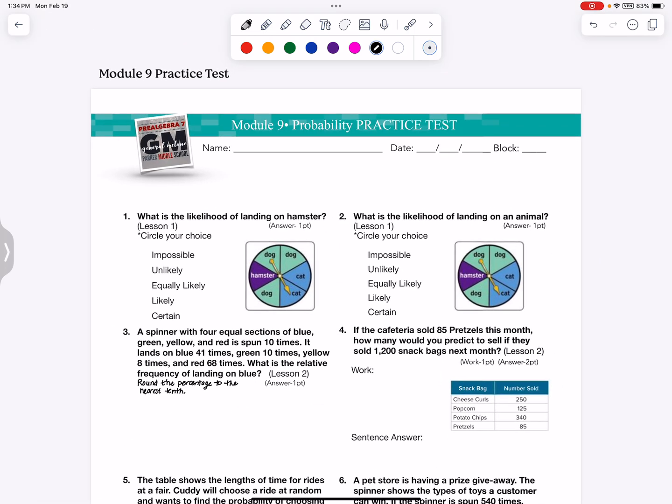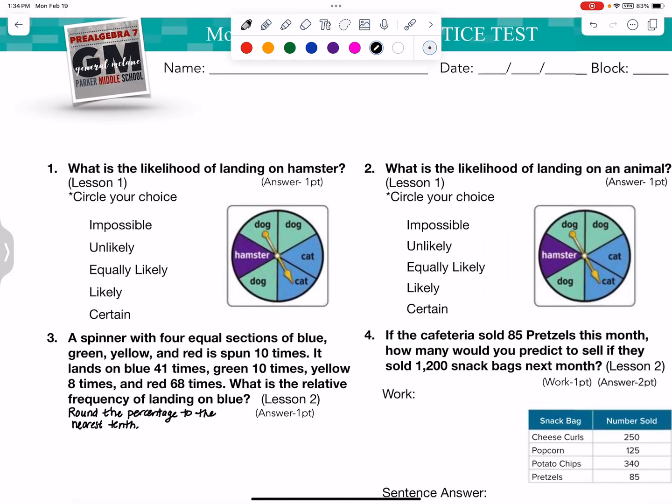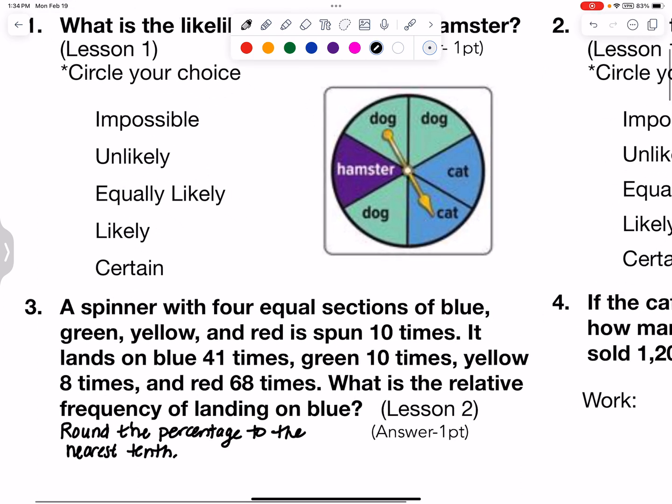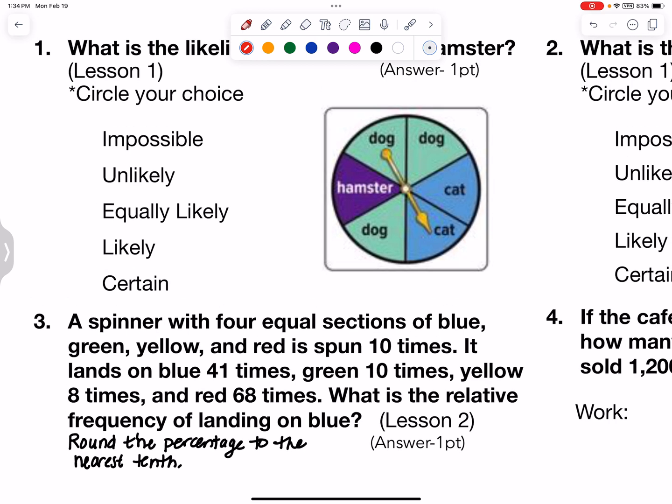Okay, so Lesson 1 and 2 are all about likelihood of events. We know that it's between 0% chance and 100% chance, or between 0 and 1, if we're looking at the decimal form. So let's take a look at this.